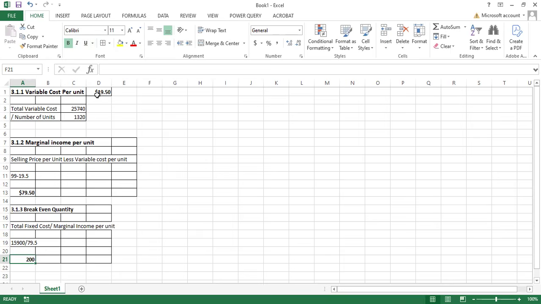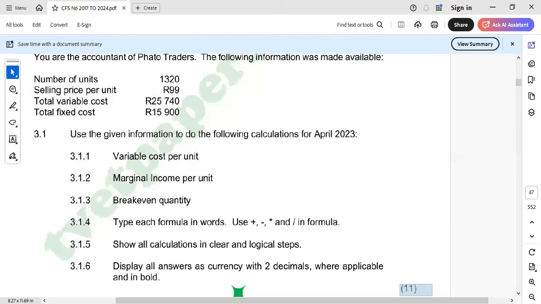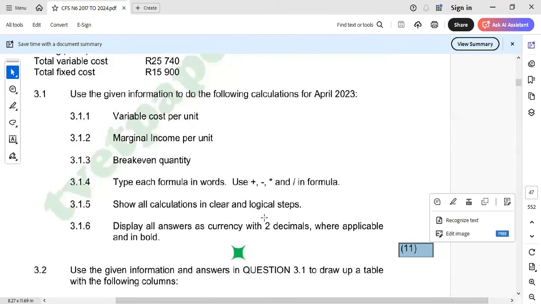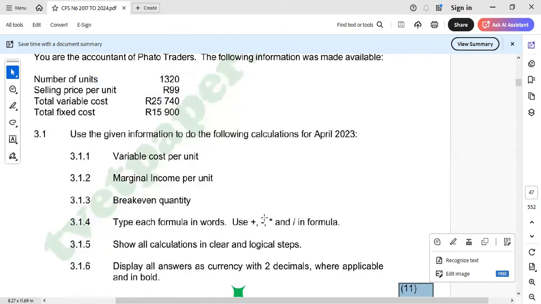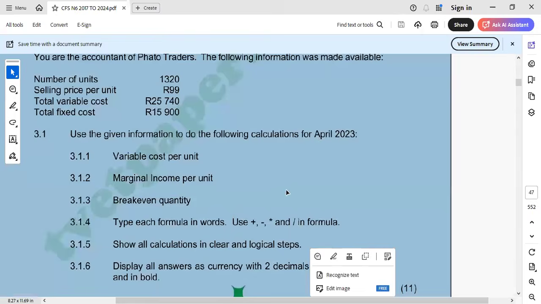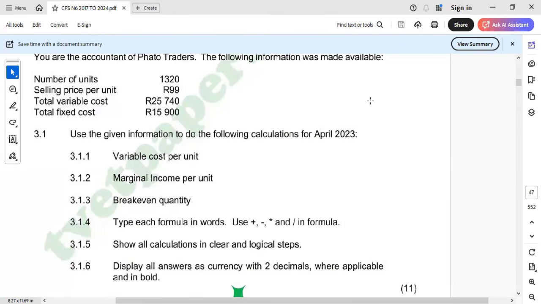So how many marks was this? And I think you can see that we did this within the space of 15 minutes plus or minus. So this was out of how many marks? 11 marks. Let me end here for this part 3.1.